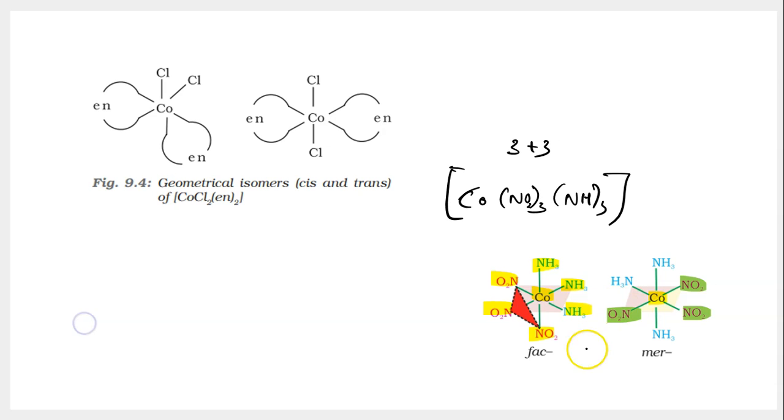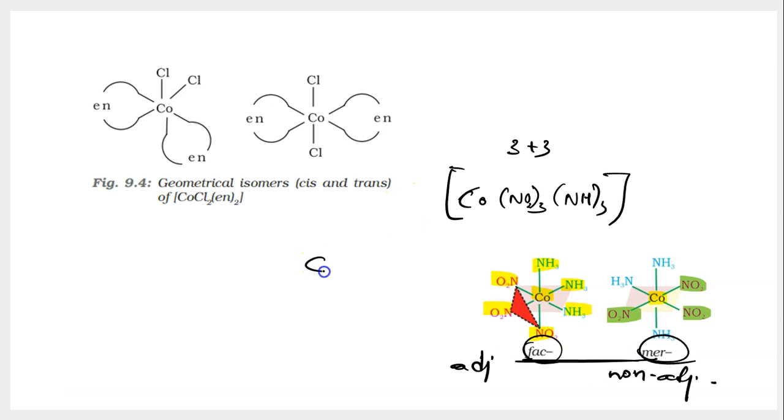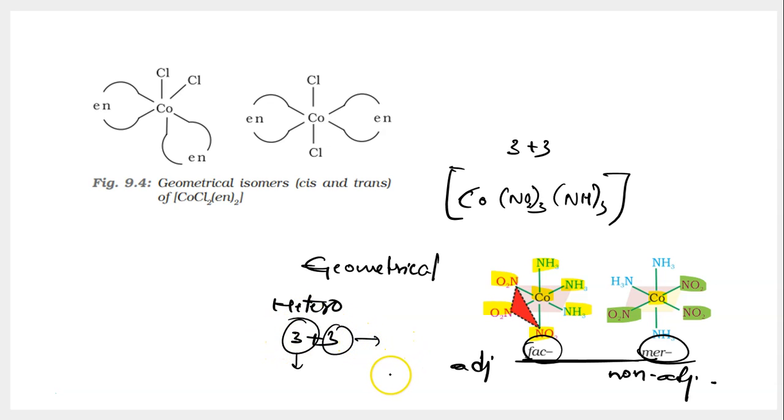If you are having 3 ligands of same type adjacent to each other, you call it facial isomerism. And if you have them non-adjacent to each other, you call them meridional isomerism. So it is facial meridional isomerism. This Fachmer or facial meridional isomerism is a kind of geometrical isomerism, and this is only seen when you have a complex which is heteroleptic by nature and in which you have a 3 plus 3 arrangement of ligands. 3 ligands must belong to one type and 3 ligands must belong to the second type. When you have this kind of arrangement of ligands, you get to see this facial meridional isomerism.